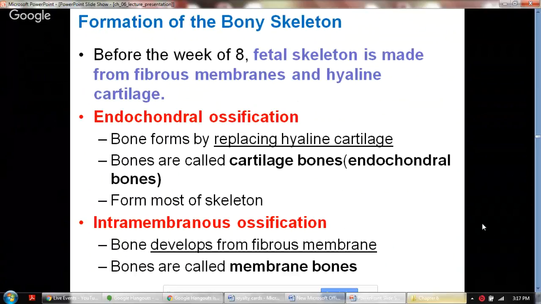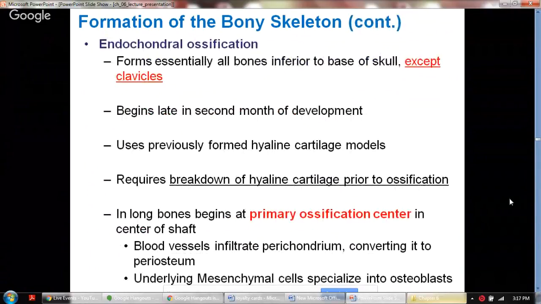If the bones form from the fibrous membrane, then we call it intramembranous ossification, and these bones are called membranous bones. Let's look at these two ossifications one at a time.